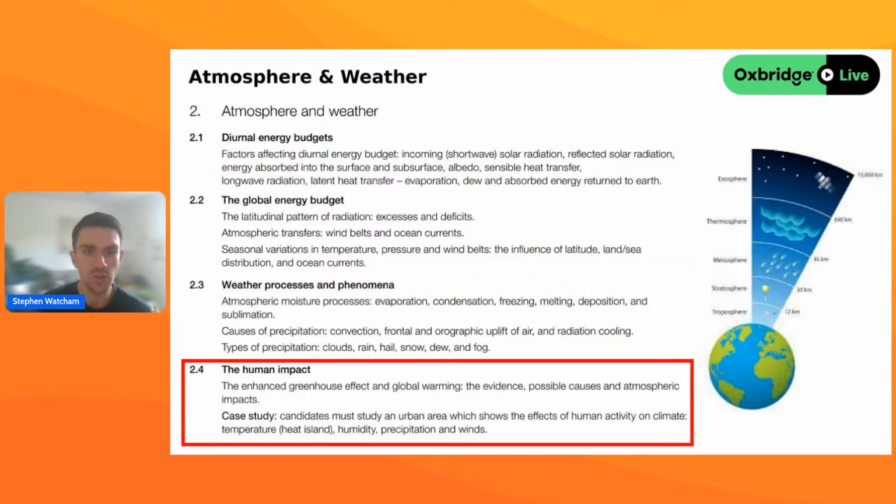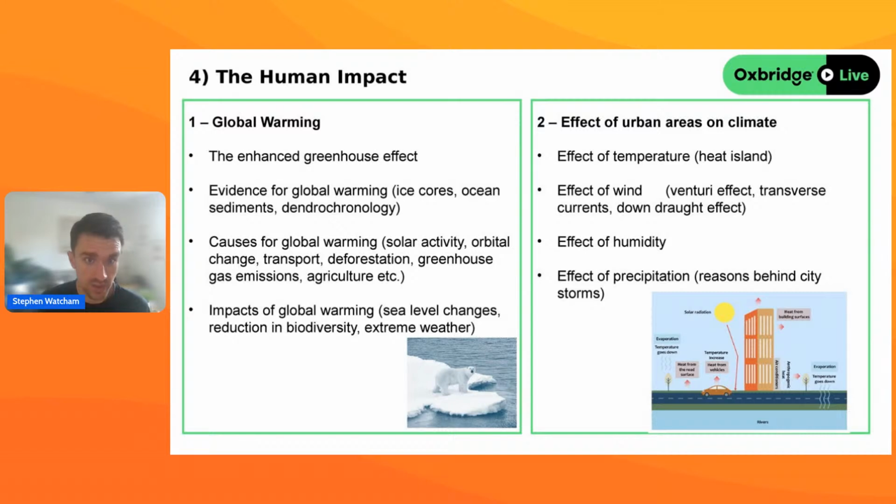Right, and on to our final part of this unit. This is my favourite part of the unit. I think this is the sort of geography that I enjoy. So we look at two aspects within the human impact. We look, one, at global warming, and we look also at the effect of urban areas on climate. Now, this final part is where our case study comes in as well.